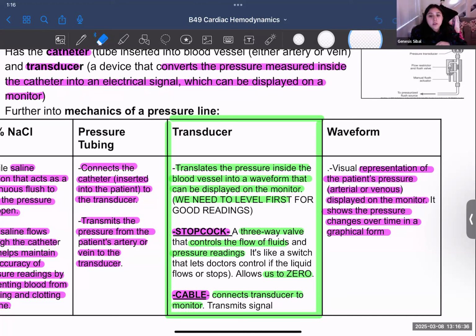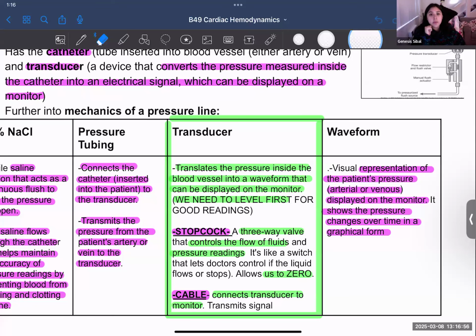It's almost like a switch, right? That lets doctors control if the liquid flows or stops, right? So it's basically a switch, is how I would think about it. And so that allows us to zero it. It's kind of like, before a patient gets into a bed, you have to zero it so it can be stable, and then when they get into it, you can weigh them, right? But you have to zero the bed first.